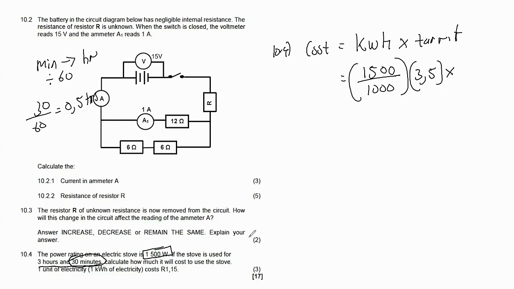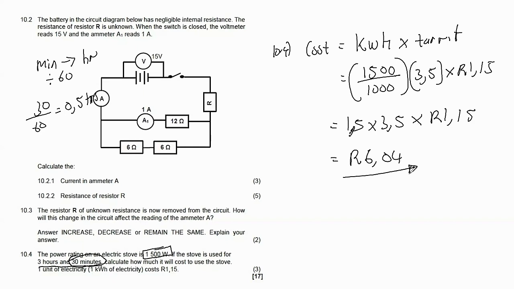Then multiply that by the tariff, which is 1 rand 0.15. Now at this point, you say this will be 1.5, and then multiply that by 3.5, then multiply that by 1 rand point 15 cents. So if we multiply everything there, we get our solution as 6 rand point 04. So 6 rand point 04 cents, right? And then that is the cost of electricity. So that's how you were supposed to approach this question for a total of 17 marks.